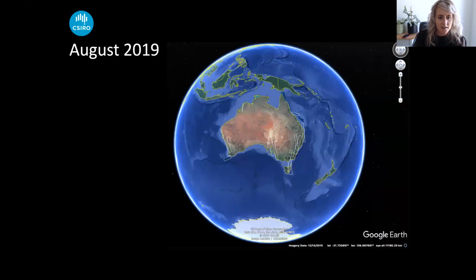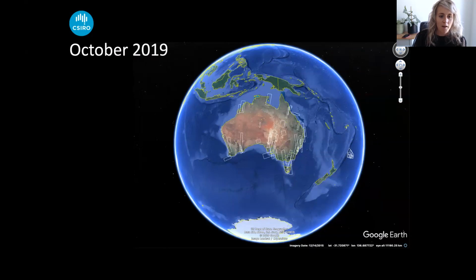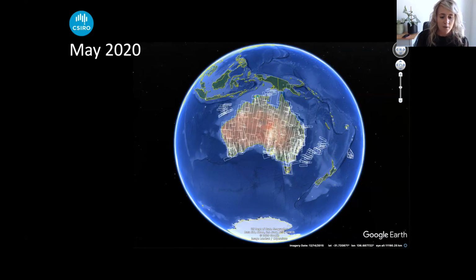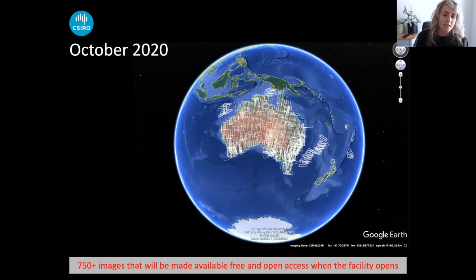So here you can see the coverages of the data that we've captured. And you can see that from December, really the density of this coverage starts to significantly increase as we begin to task the satellite in a more effective and efficient way. And actually, up until October this year, we've collected over 750 images. So this is the full coverage of the data that's been collected so far. And these 750 plus images will be made available free and open access to users when the facility opens.